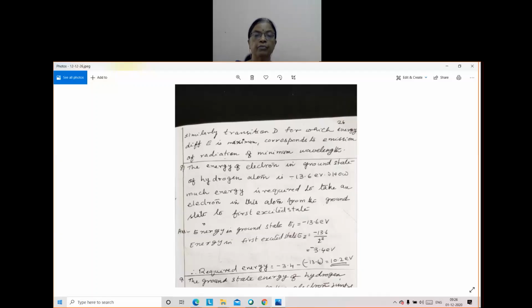Then what is asked: how much energy is required to take an electron in this atom from the ground state to the first excited state? So find the difference. The first excited state has more energy: minus 3.4 minus minus 13.6, that is equal to 10.2 eV. So that much energy is required for the electron to jump from the ground state to the first excited state.